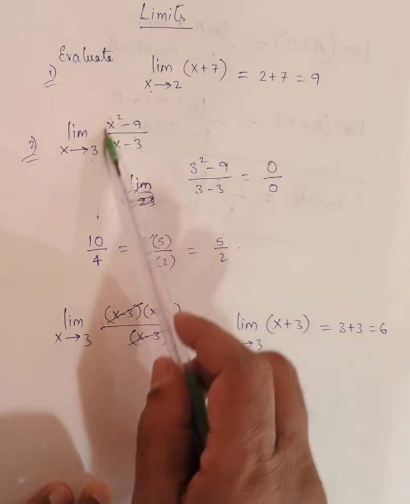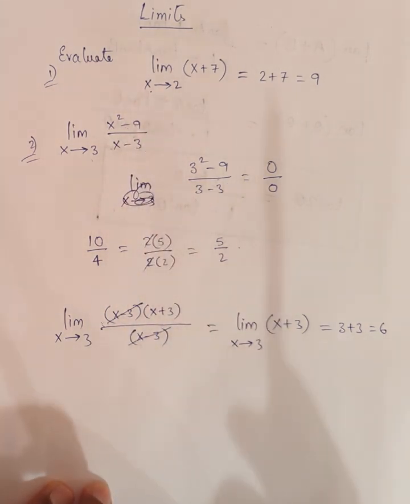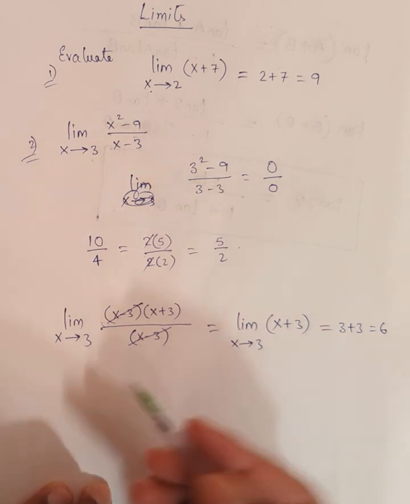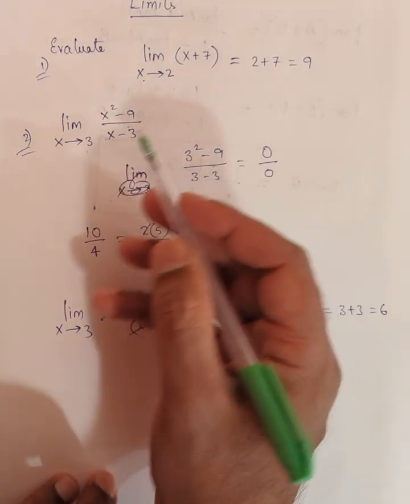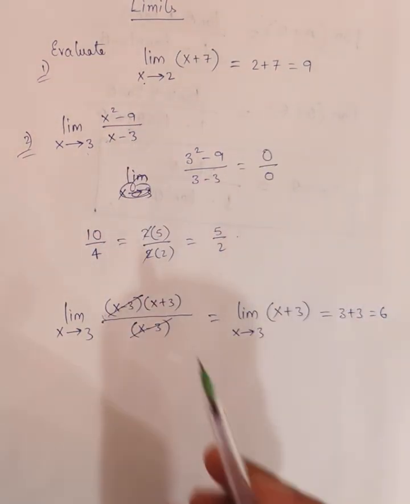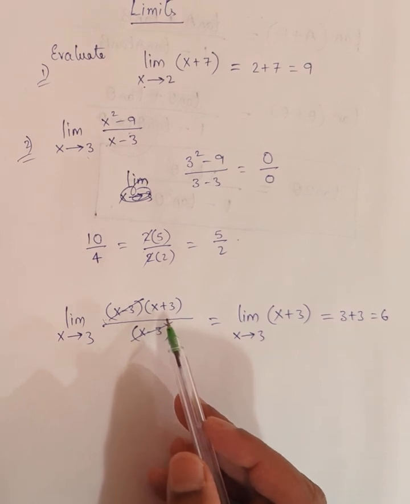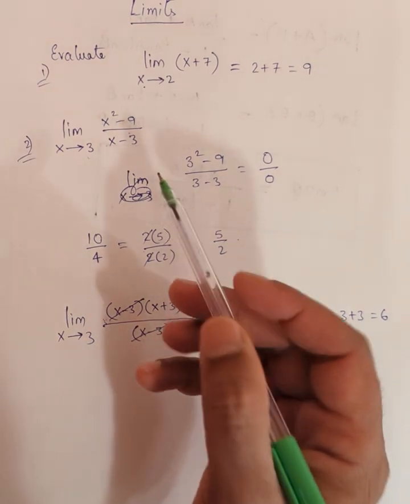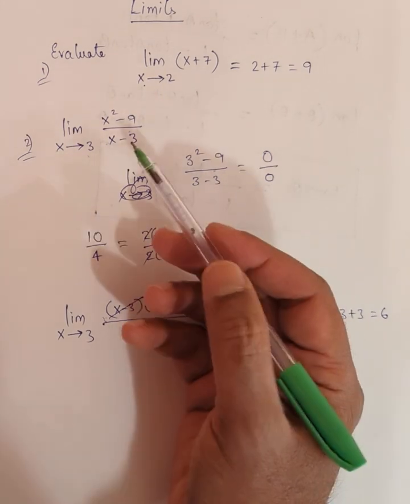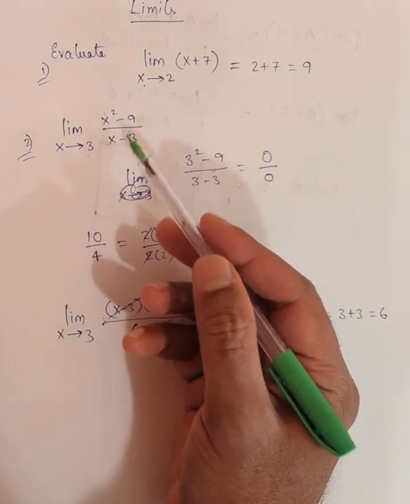So is this fraction the same as x plus 3? Not quite. x squared minus 9 over x minus 3 is almost x plus 3. The only time it's not is when x is equal to 3. At x equal to 3, this is not even defined.